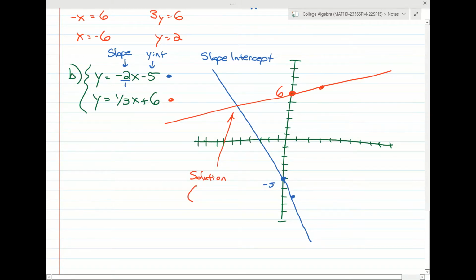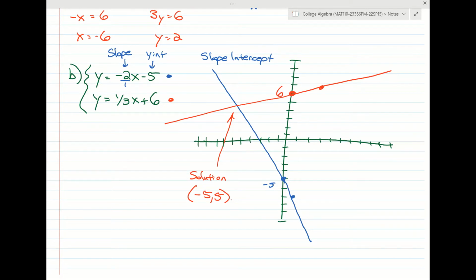The solution, it looks like it might be -5, 5. And again, I just drew this very quickly. So if you were a little more meticulous in drawing your graph, it might be different. You might get -5, 4. In my notes, I even have -3, 3. So as long as it's in the same general area, everything's okay.